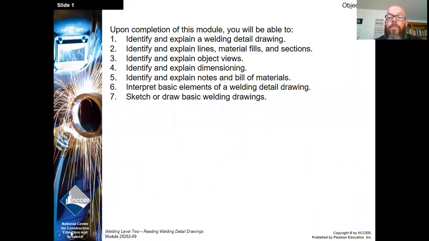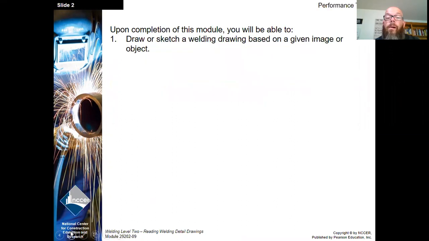Upon completion of this module, you will be able to identify and explain weld detailed drawings, lines, material fills and sections, object views, dimensioning, notes and bill of materials, interpret basic elements of a welding detailed drawing, and sketch or draw basic weld drawings. The performance task is to draw or sketch a welding drawing based on a given image or object.